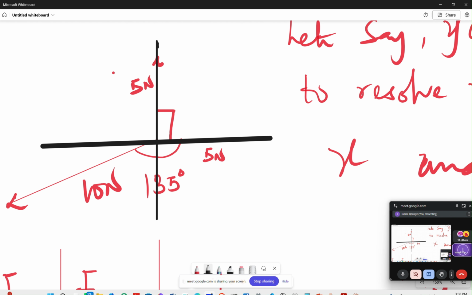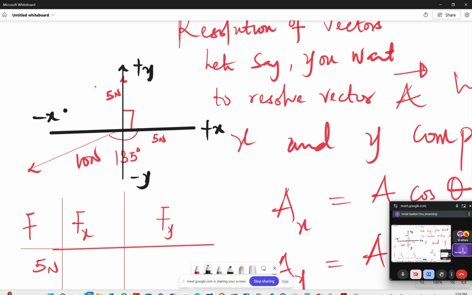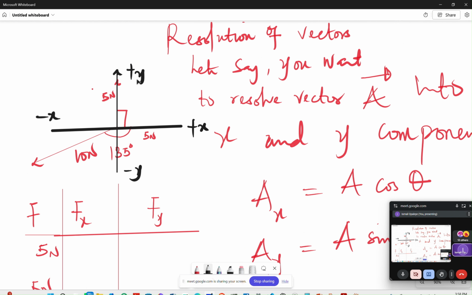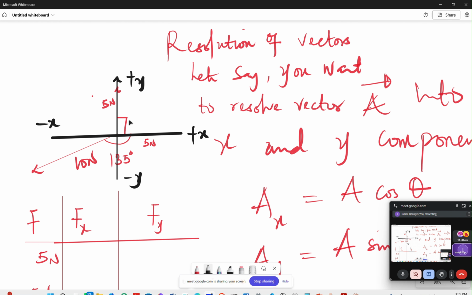I don't know if what I'm doing makes sense to you. What I'm trying to do is to break it into components using the coordinates x and y. So this first 5 Newton falls in the positive y. This is positive y, positive x, negative y, and negative x. So the 5 Newton now falls in positive y, and for the x you don't really know because it's in between. However, you don't need to be concerned because at the end of the day your answer will be zero, which we are going to see shortly.